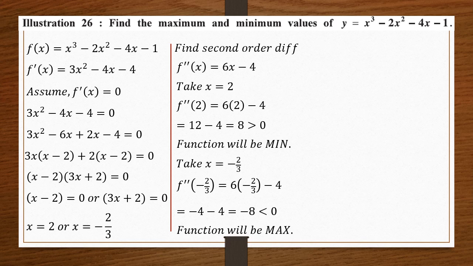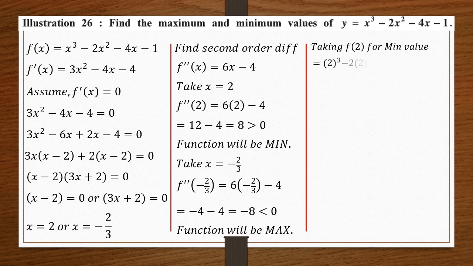So when I take x as 2, I will get the minimum value, and when I take x as negative 2 upon 3, I will get the maximum value. So one by one we will put it into the actual equation, taking x is equal to 2 for minimum value. So x cube will be 2 cube, 2x square will be 2 into 2 square, 4x will be 4 into 2, minus 1.